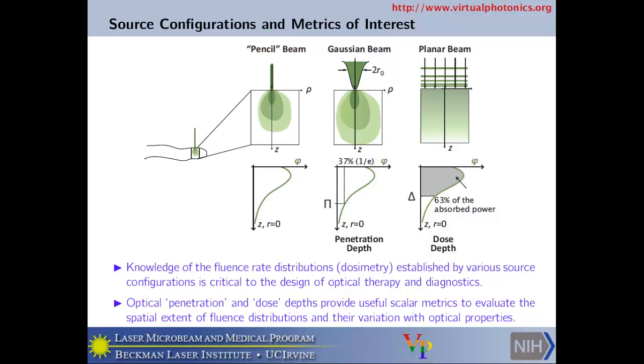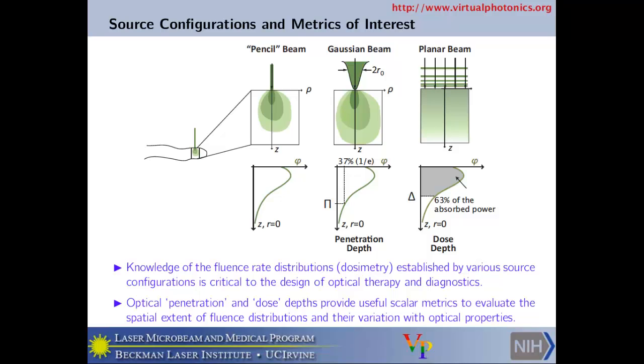And you can imagine two different ways of defining a penetration depth. One is to say, okay, I have an incident field of some unit intensity, and I want to know at what depth that intensity falls to 1 over e of that incident intensity. I'm going to end up normalizing these metrics. I'm going to call that pi, Greek letter P, penetration depth.